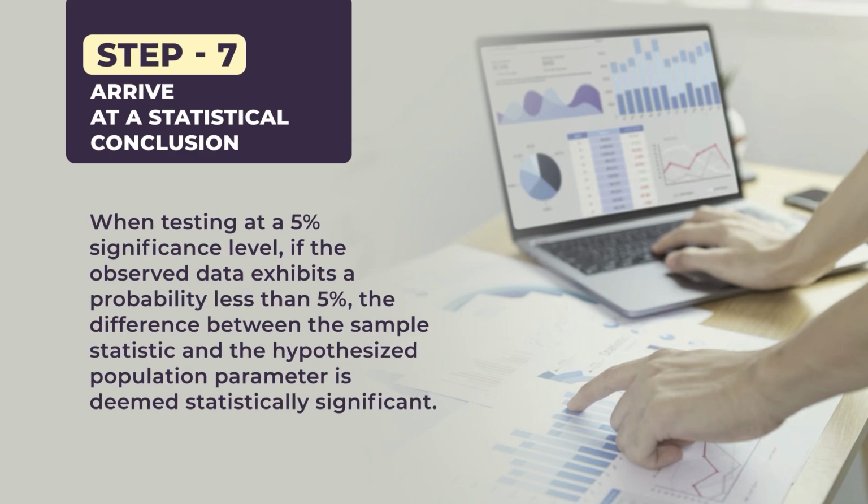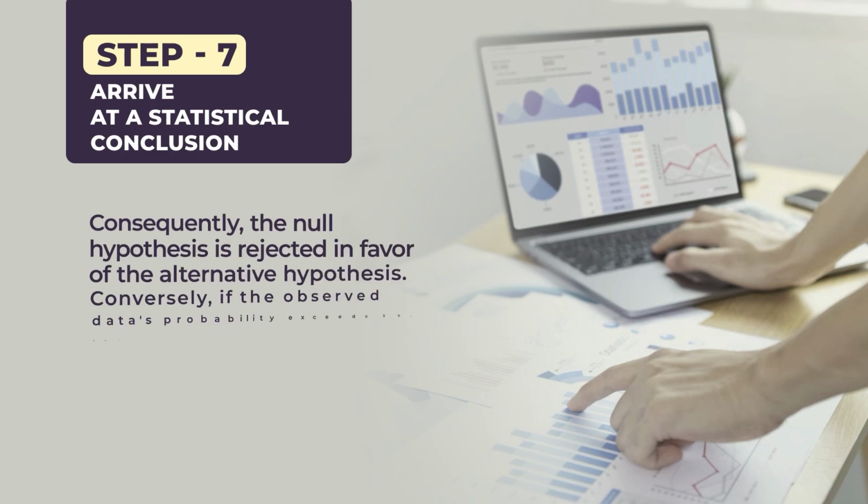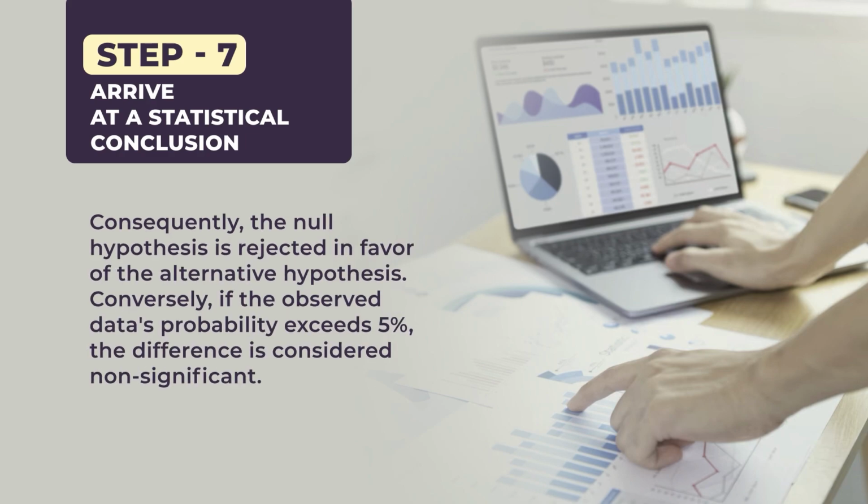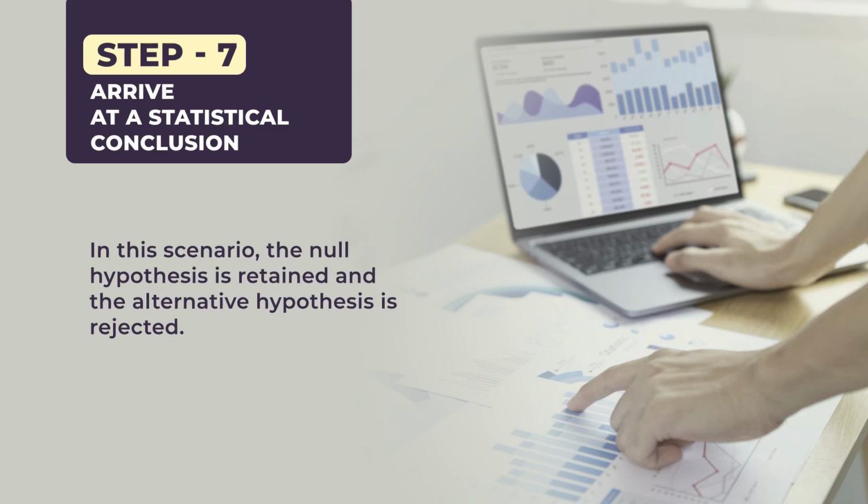When testing at 5% significance level, if the observed data exhibits a probability less than 5%, the difference between the sample statistic and the hypothesized population parameter is deemed statistically significant. Consequently, the null hypothesis is rejected in favor of the alternative hypothesis. Conversely, if the observed data probability exceeds 5%, the difference is considered non-significant. In this scenario, the null hypothesis is retained and the alternative hypothesis is rejected.